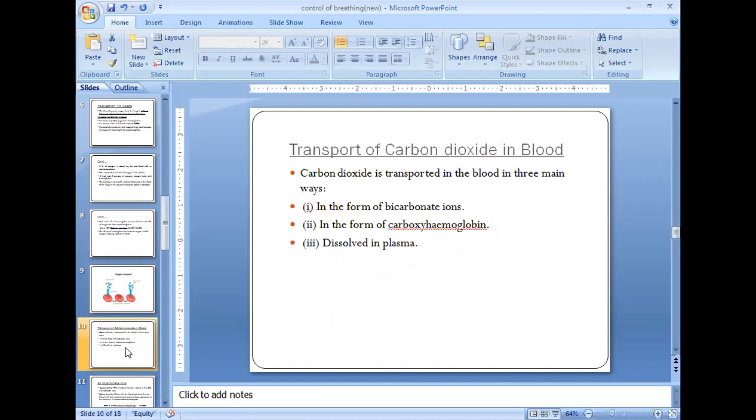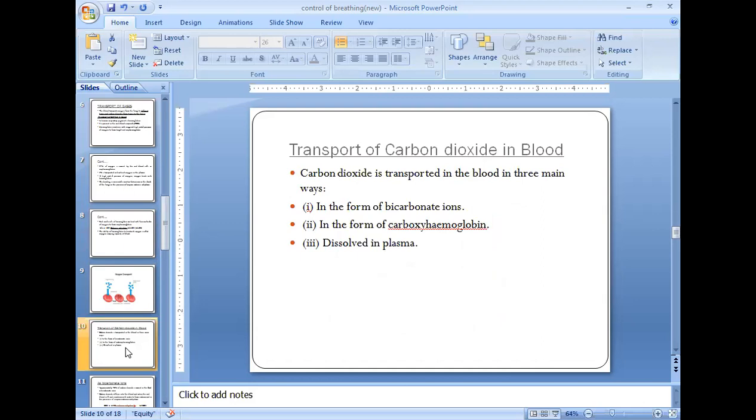Next is transport of carbon dioxide. Carbon dioxide is carried in three main ways. One is in the form of bicarbonate ions, second is in the form of carboxyhemoglobin, and third, it is transported in dissolved form inside the plasma.